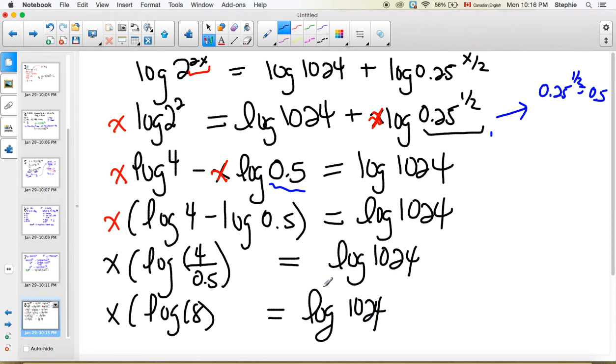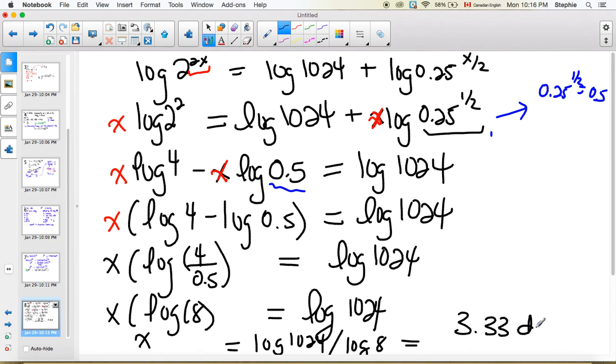And if you do this now, we want to isolate the x. So x is equal to the log of 1024 divided by the log of 8. And I believe that gives us 3.33 days. Let me just verify my calculator to make sure that that is the answer. And I can't even find the log button on my calculator. Oh yeah, second function log of 1024 divided by second function log of 8. Yep, 3.33. And that is the final answer.